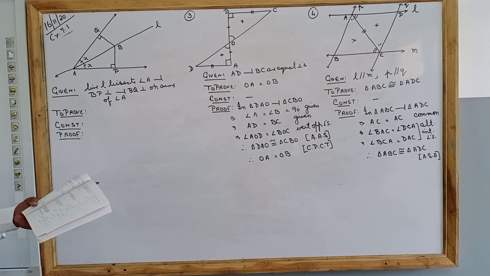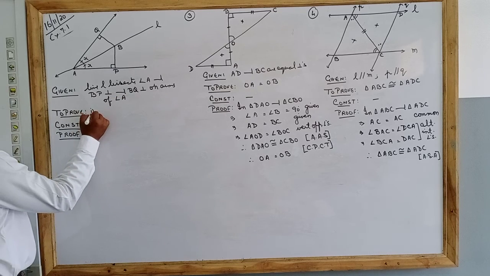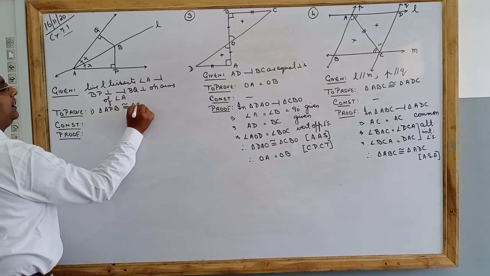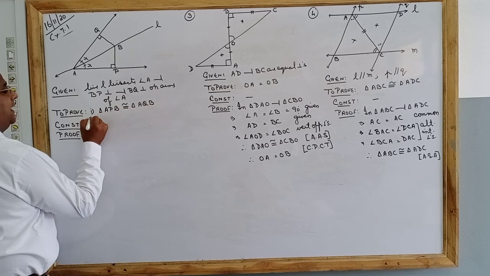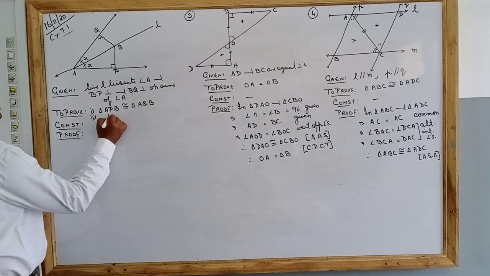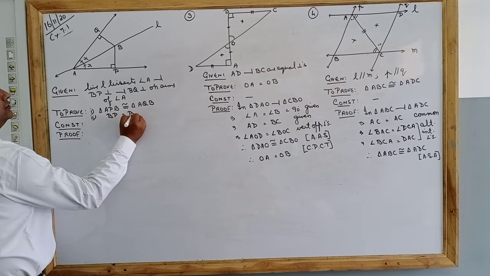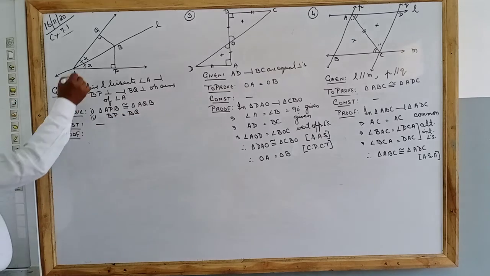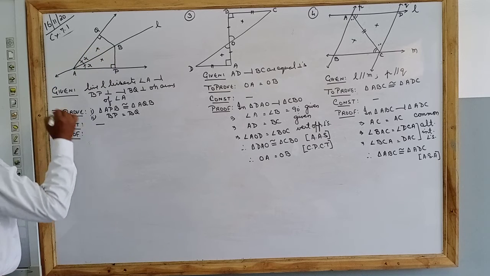What we have to prove? We have to prove triangle APB is congruent to triangle AQB, and second, BP is equal to BQ. No construction, everything is considered. You can see triangles. Just observe, nothing else.